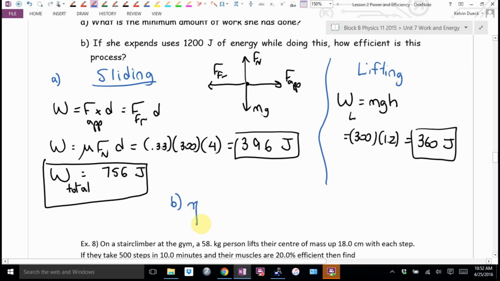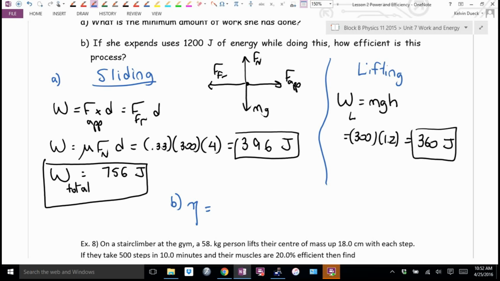Efficiency is smaller number divided by the bigger number. Just make sure your units match. Make sure it's either joules over joules or watts over watts. Don't go watts over joules. Any thoughts on which two numbers I would divide here, my friend? And your hint is, look at part B. Look at what they gave you in part B. What did they give you in part B?